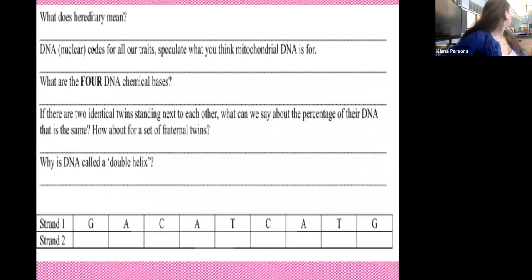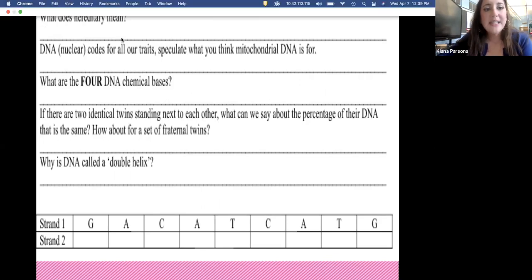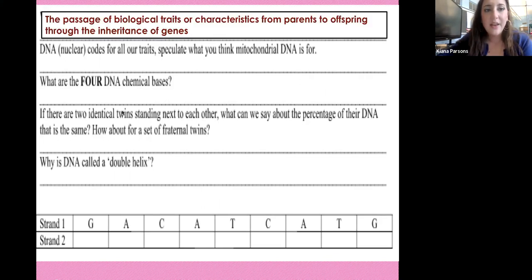So now let's go on to the questions. What does hereditary mean? The passage of biological traits or characteristics from parents to offspring through the inheritance of genes. So hereditary is the passage of biological traits or characteristics from parents to offspring through the inheritance of genes.